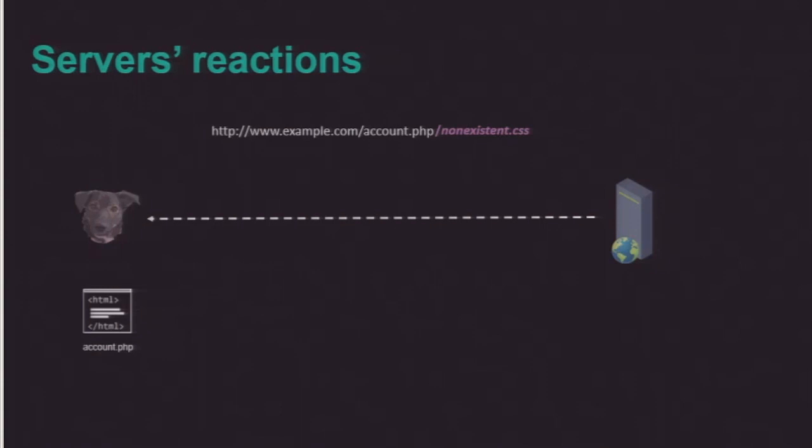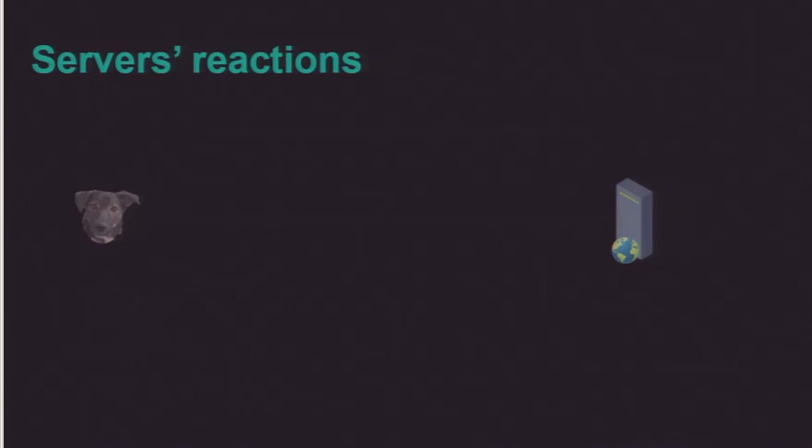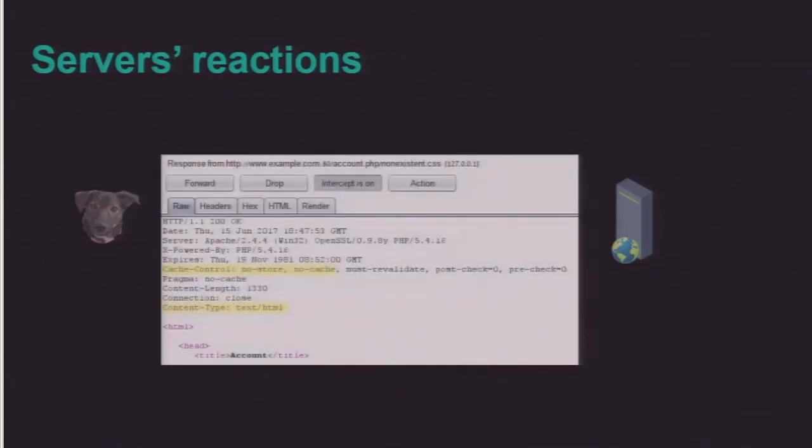So we know that for this weird URL, the content of the account page PHP will be sent from the web server to the client. But what about the HTTP response headers? Will they match the dynamic PHP file or the non-existent CSS file? As with the content, the HTTP response headers will also match the dynamic PHP file. You can see an example here for the same URL on a similar web server. You can see that the file is returned from the web server with a no-cache directive, matching a dynamic private PHP page.